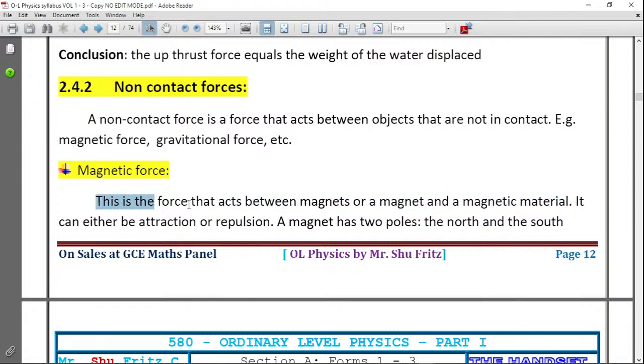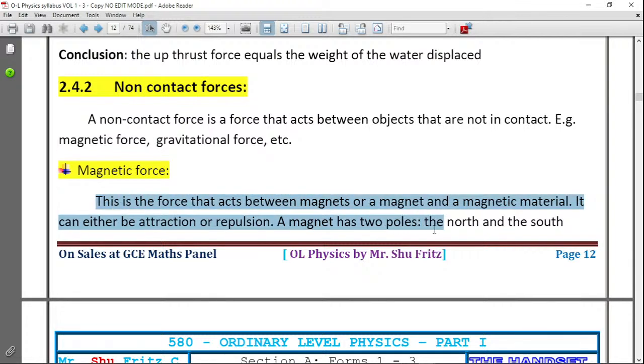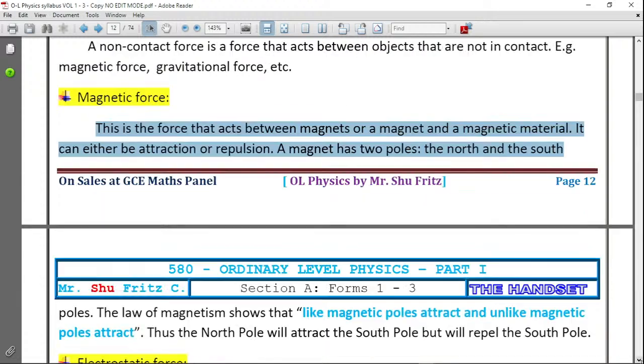So you can use this idea to distinguish between three objects, where one is a magnet, another is a magnetic material, and the other is a non-magnetic material. You can use this idea to determine which of the objects is a magnet. If you have three objects A, B, and C, one a magnet, one a non-magnetic material, and one a magnetic material, what you do is you bring the objects together.